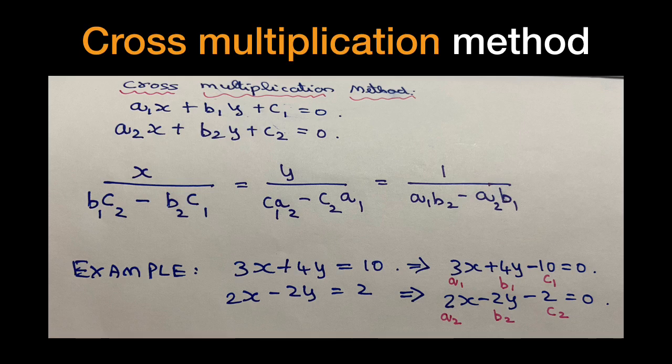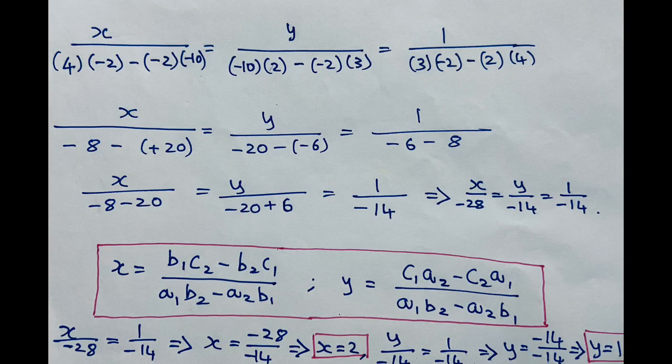This is the cross multiplication method. To start the cross multiplication method, first you have to write the linear equations in the form a1x plus b1y plus c1 is equal to 0 and a2x plus b2y plus c2 is equal to 0, and substitute in the given formula. Here you are going to substitute the values of the coefficients in the respective formula to find the values of x and y. So you have to be careful while substituting. You have to check the plus and minus signs when you are substituting and calculating the values.